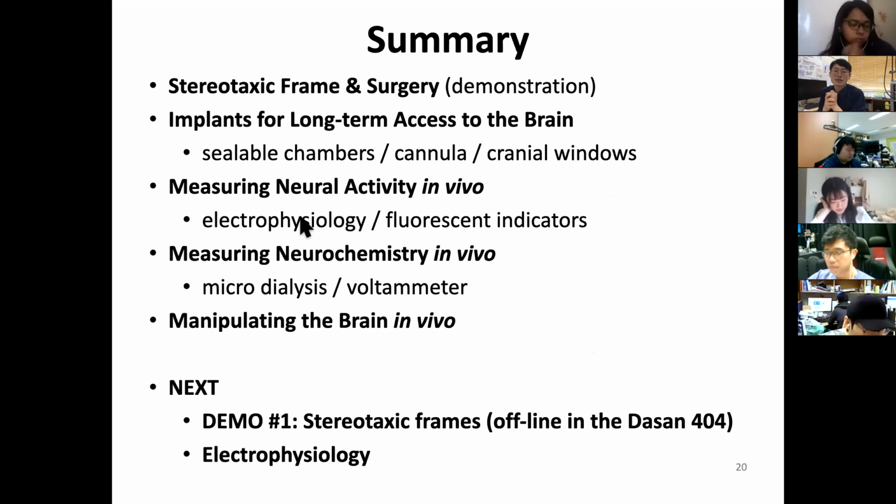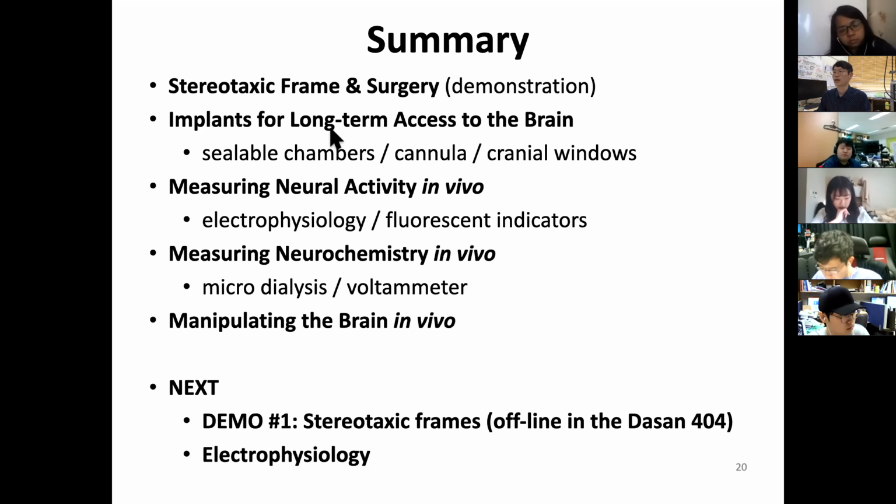Okay, let's summarize today's lecture. So we talked about the stereotaxic frame and surgery. Hopefully this Wednesday, you all have enough chance to experience it. There's a very small homework for you. You have to take what you did, with about 3 pictures, and write it down within a page. So not a lot, but make sure you understand and obtain what you're supposed to do.